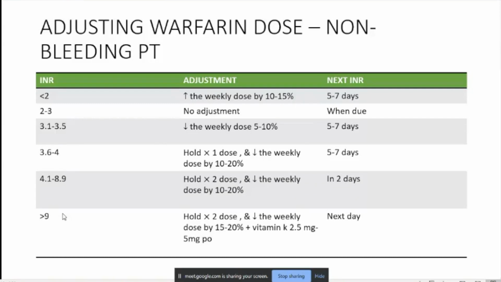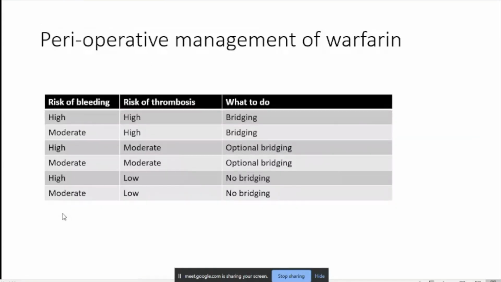Okay, now how do we manage warfarin perioperatively? If the patient has an elective surgery, how do we manage the warfarin? So here actually the management table was a very complicated one. So here I tried to reduce it really well. The management is by assessing if the patient is undergoing a high risk of bleeding surgery, or if the patient has a high risk of thrombosis.